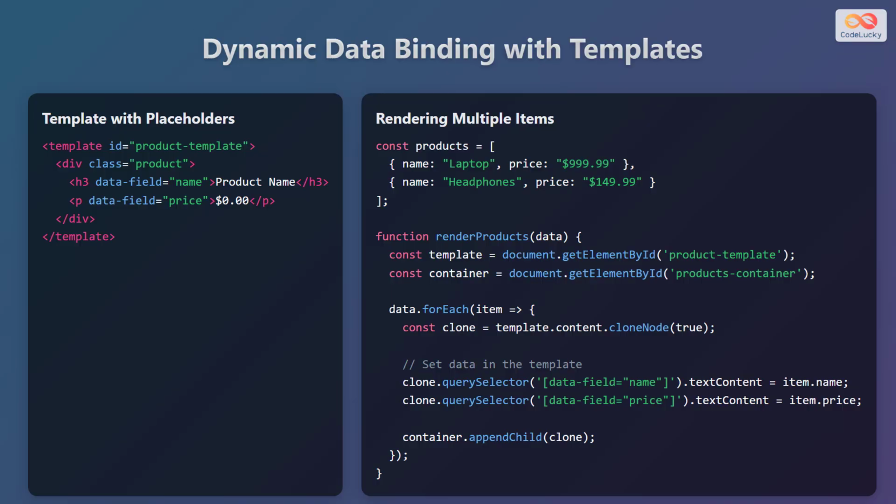First, define an array of products with each product having a name and a price. Next, the render products function takes data as an argument. Get the template and the container elements by their respective IDs. Iterate through each item of the data. For each item, clone the template content. Set the data in the template by selecting the element with the data field equal to name and setting its text content to the item's name. Select the element with the data field equal to price and set its text content to the item's price. Finally, append it to the document object model.